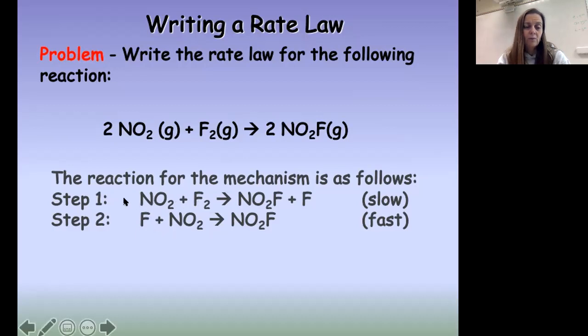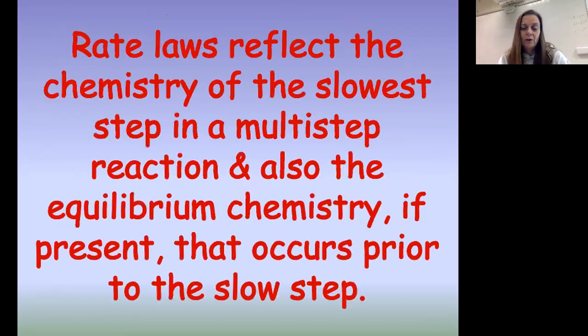So our rate here would be rate equals k times the concentration of NO2 times the concentration of fluorine, both of them raised to the first power. So this would be first order with respect to nitrogen dioxide and fluorine, and it would be second order overall. Our rate laws are always going to reflect the chemistry of the slowest step in a multi-step reaction. They may also reflect the equilibrium chemistry that occurs prior to the slow step.